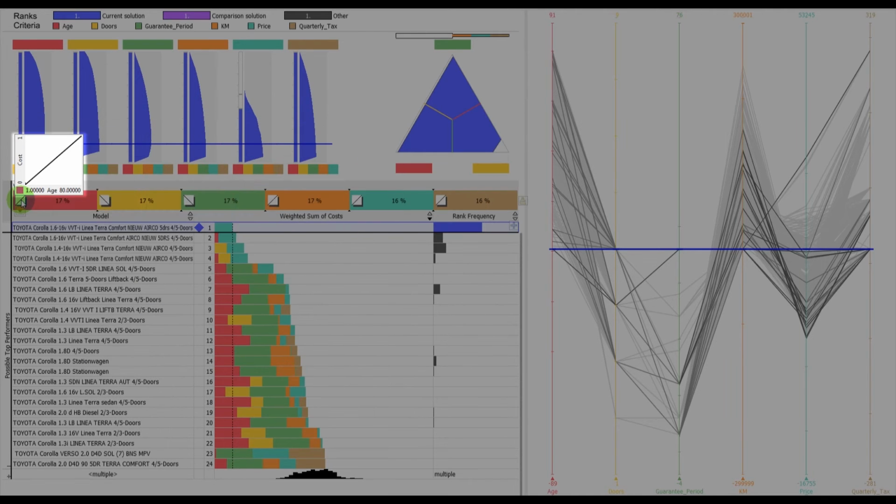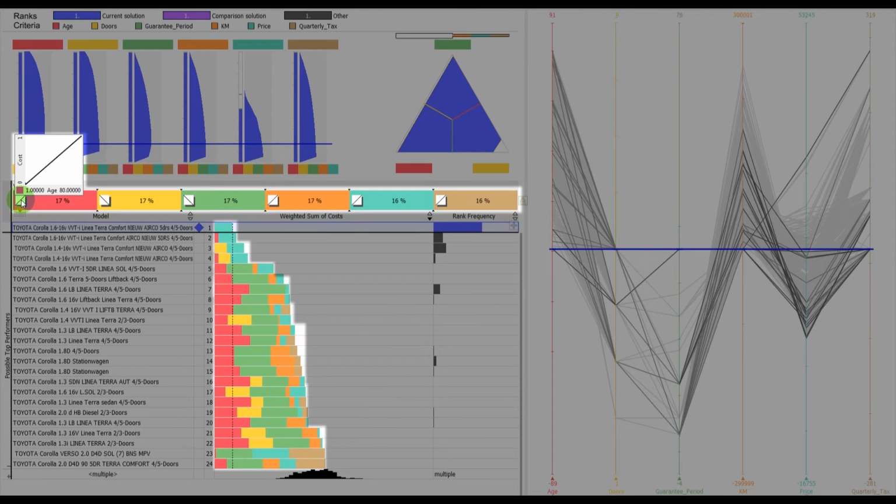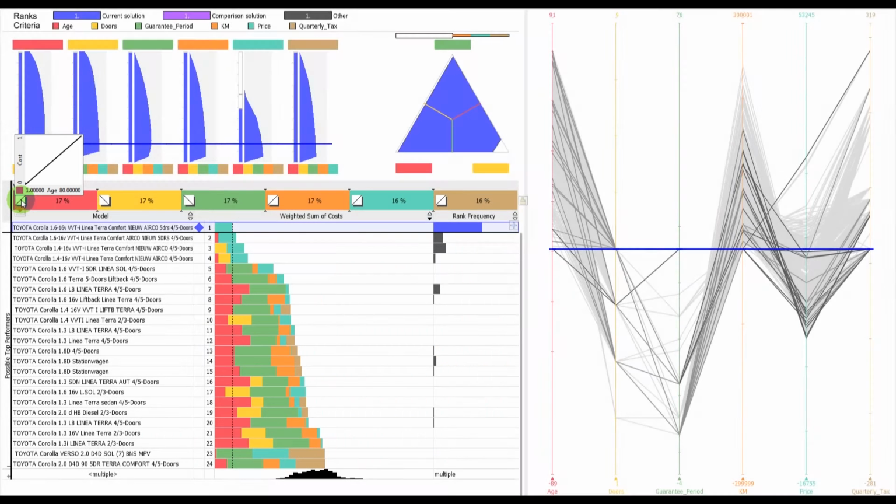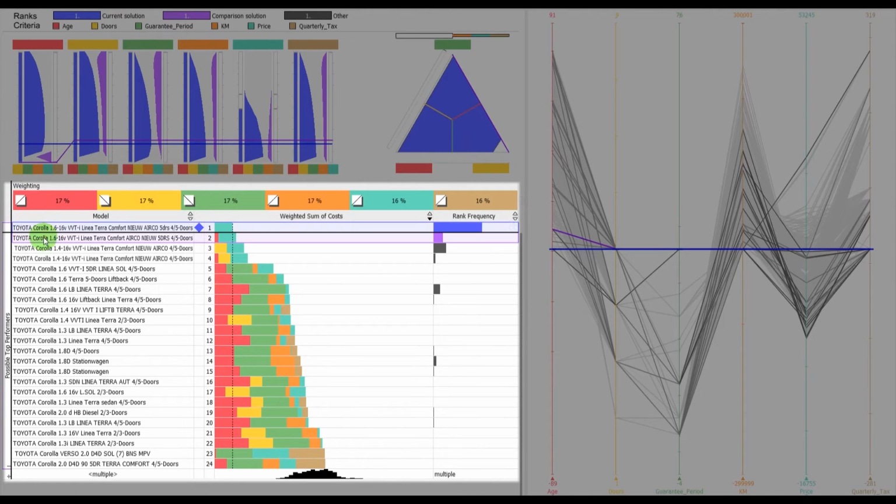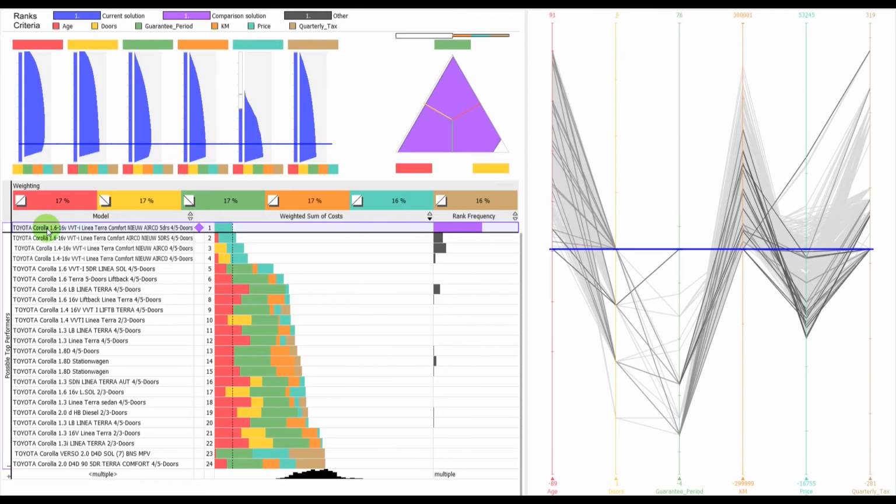The costs of the criteria are weighted and summed up to attain overall costs that are used for ranking the candidates. The list shows a ranking of cars for the current weighting. We start with an equal distribution of weights. The top candidate in the ranking has the lowest overall cost based on the current weighting, and the color indicates that its cost originates only from its high price.